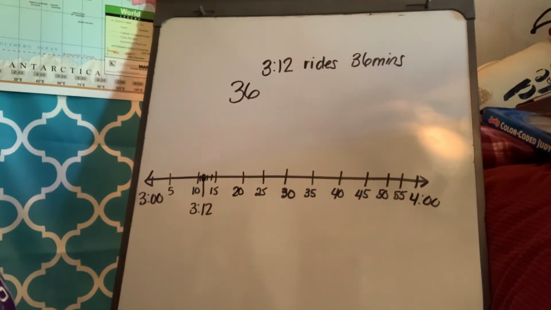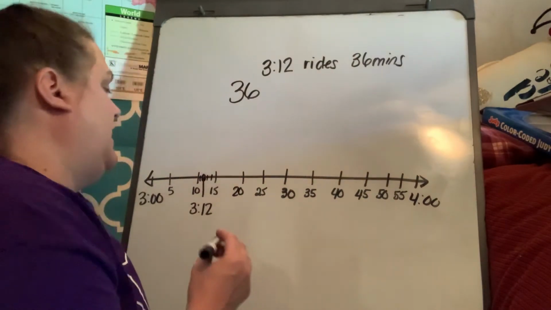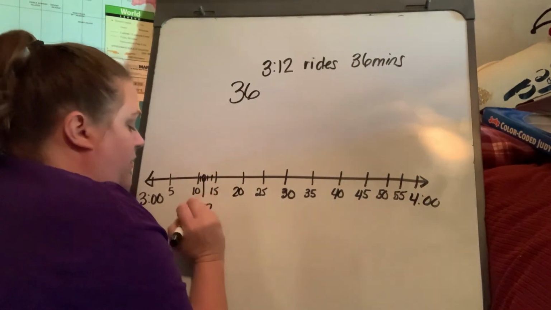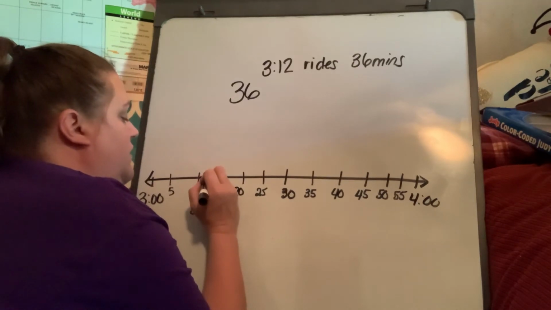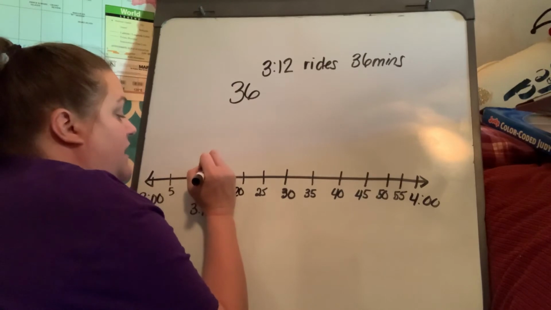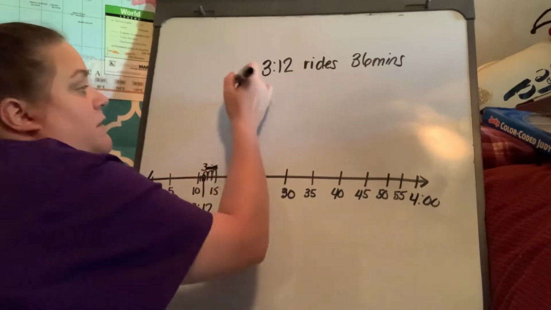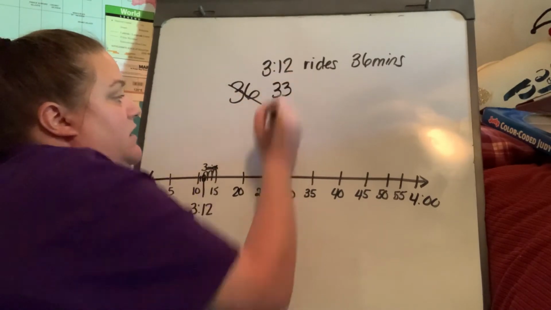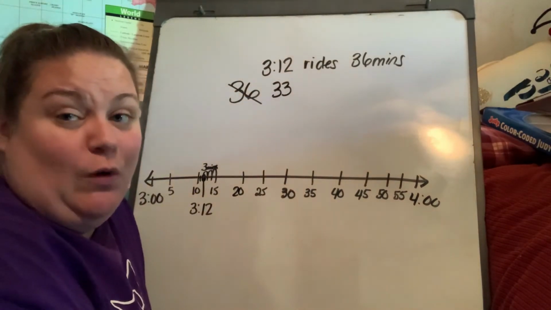So this time we're going forward because we want to know what time he finishes riding his bike. So we're going to do little hops. So that's the 3:12. We're going to do 1, 2, 3. That's 3 minutes right there. So I'm going to cross that off. 36 minus 3 would be 33. So you have 33 minutes left to hop.